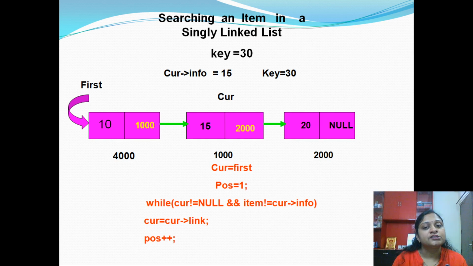If the element does not exist in my list, so here my elements are 10, 15 and 20 and I am going to search whether 30 is present or not. So this 30 will be compared with 10, 15 and 20. Each time the pointer will be incremented. Since it doesn't match with the key value, it will print a message, element not found.